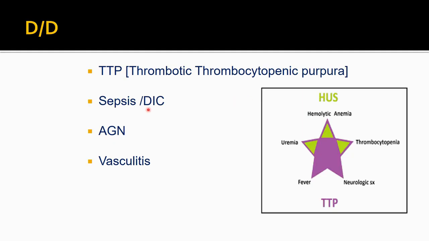And sometimes HUS is even confused with sepsis and DIC, and sometimes with AGN, which also presents with oliguria, hypertension, and then hematuria and edema also. And then sometimes vasculitis can be a differential diagnosis, especially in the atypical types of HUS.